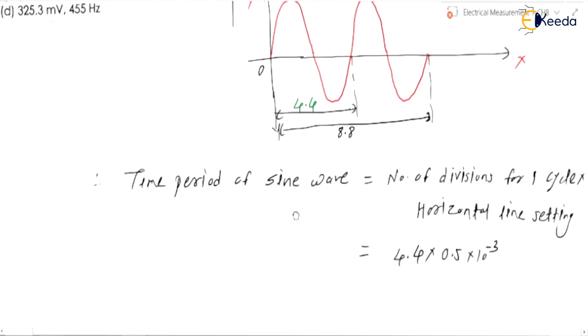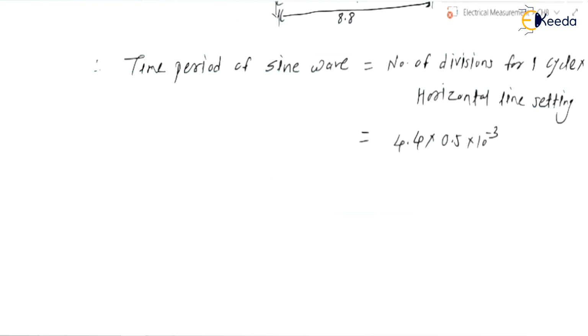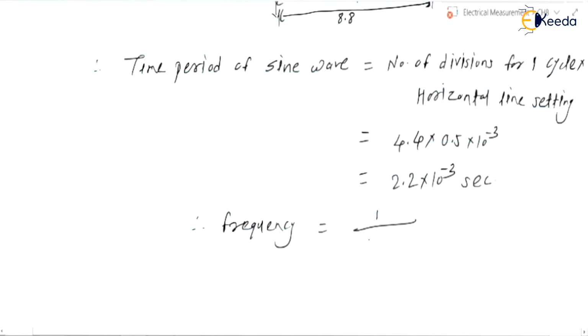So if you check, 4.4 into 0.5 into 10 to the power minus 3. This is the time period, 2.2 into 10 to the power minus 3 seconds. So therefore frequency is equal to 1 upon time period. So it is equal to 1 upon 2.2 into 10 to the power minus 3.